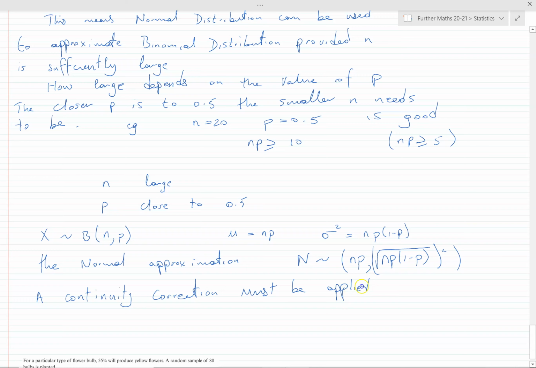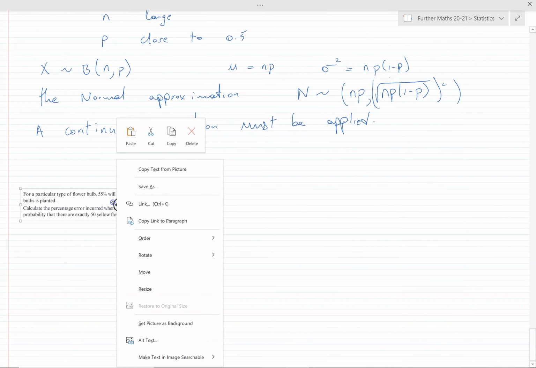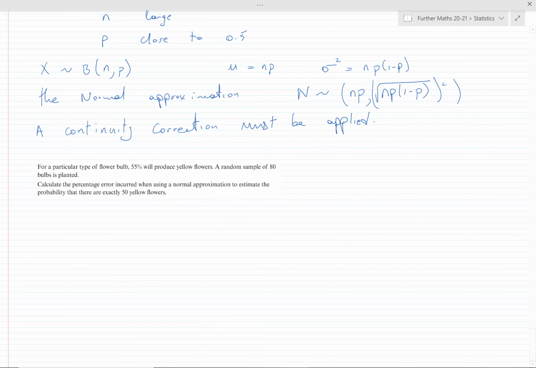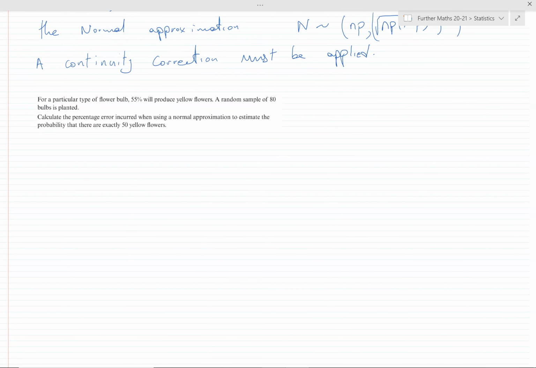As I say, for A-level students, especially of OCR, I'm not sure how likely this kind of question is now, but it is possible, and besides we need to understand the principles here, and it's good to talk about continuity corrections because it's an important aspect of the course. So here we go. For a particular type of flower bulb, 55% will produce yellow flowers. A random sample of 80 bulbs is planted. Calculate the percentage error incurred when using a normal approximation to estimate the probability that there are exactly 50 yellow flowers.